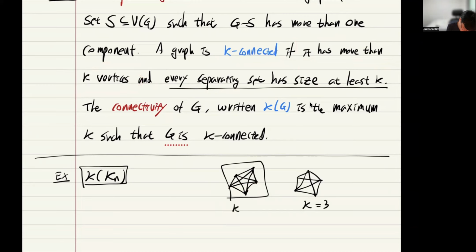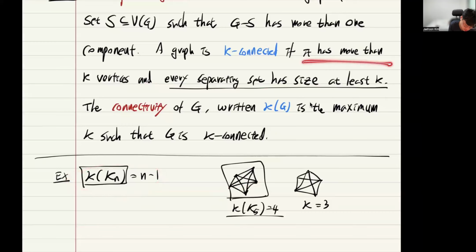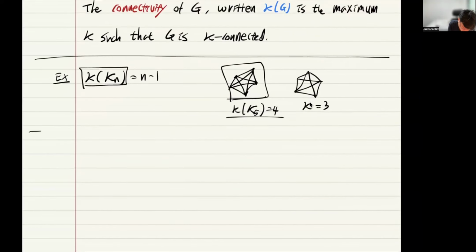So we add this part. So K5 actually has connectivity 4. Because what? It has more than 4 vertices, right? But it doesn't have more than 5 vertices. So 4 is the maximum number which satisfies it. So the connectivity of the complete graph is n-1. And in order to achieve this, we add this one more condition in the definition.